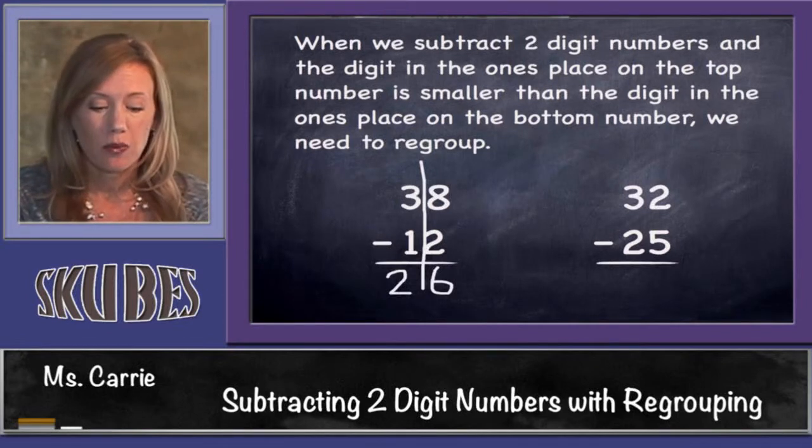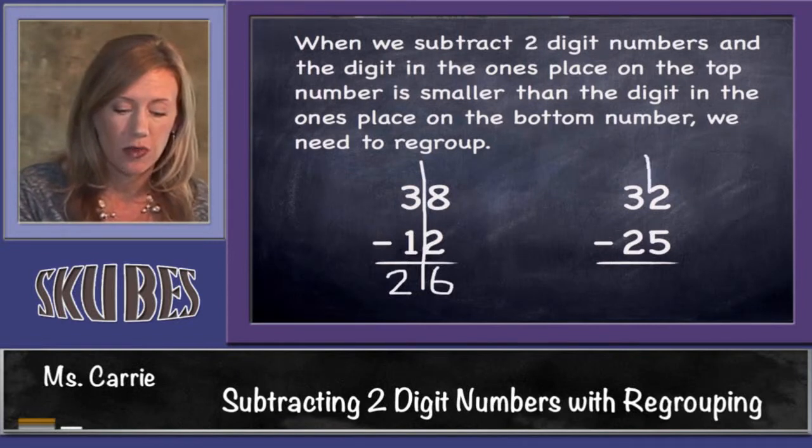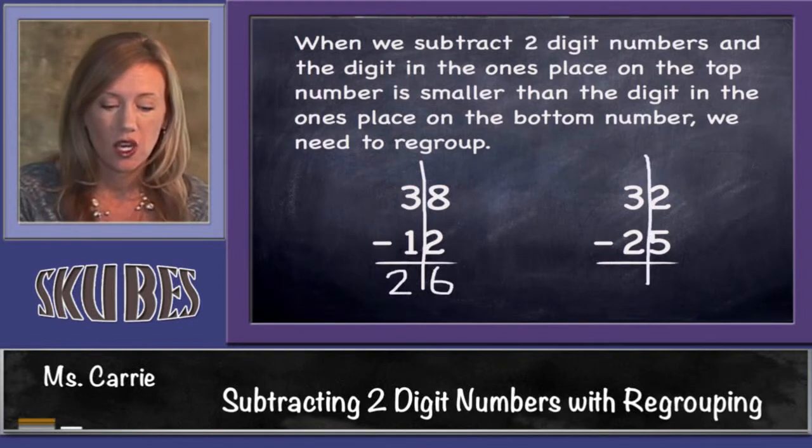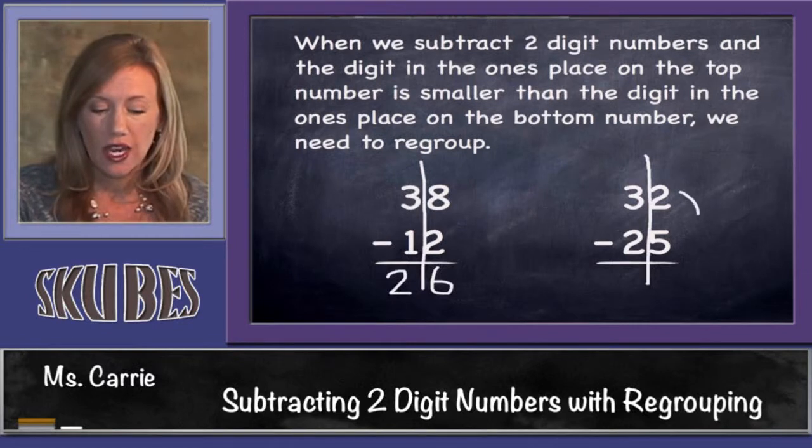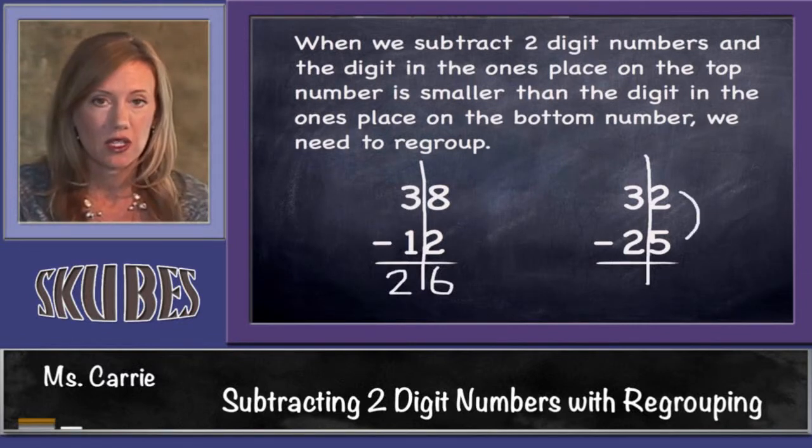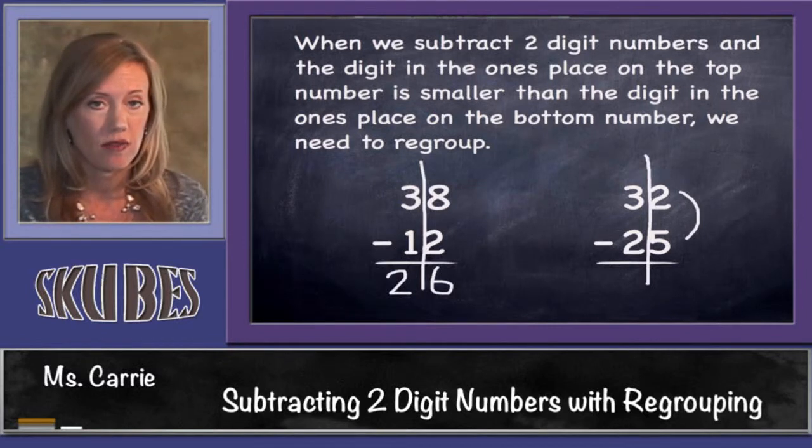Now, when we look at the problem on the right, 32 minus 25, if I draw a line down the middle to show our tens and ones, we see that you can't take 5 from 2 because 5 is bigger than 2, so we're going to have to regroup to solve this subtraction problem. And that's what we're going to do on this next problem.